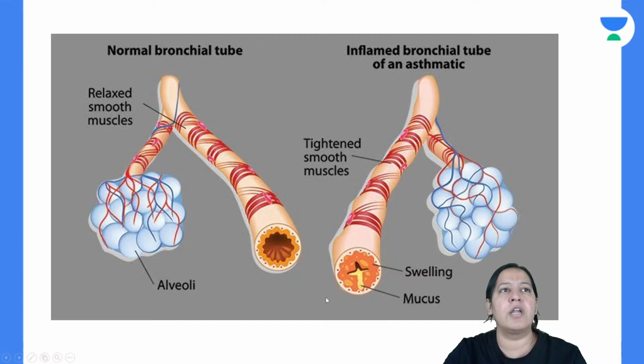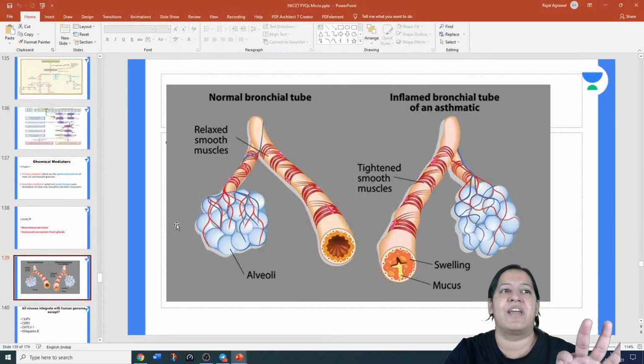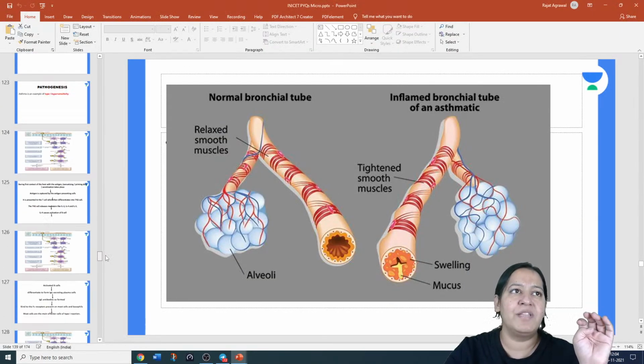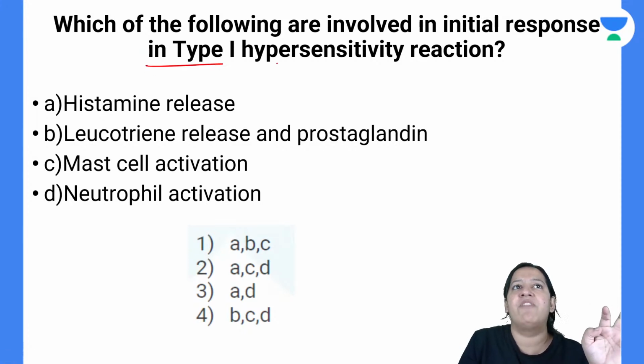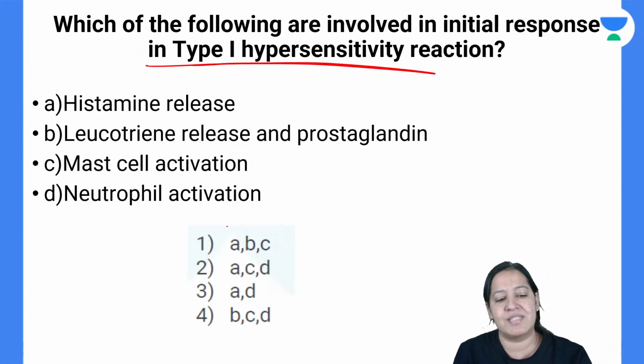Have you got it? Now see the question and tell me the correct answer. Those who were unable to tell me the correct answer previously, now they will be able to tell me the correct answer. Now you know the complete mechanism of type 1 hypersensitivity. Now read the options, what is correct among them.